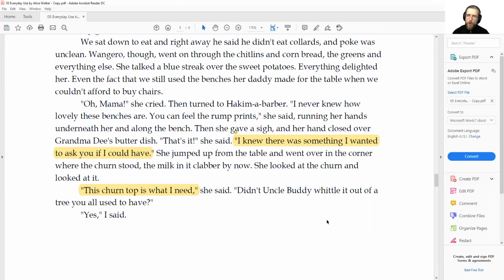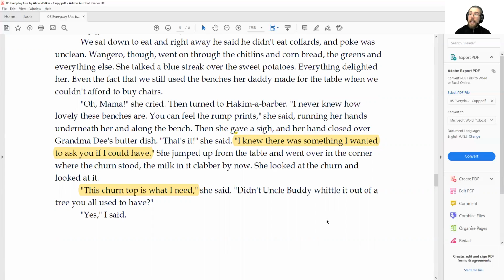As we continue the story, we see that Dee is incredibly entitled. She comes into her mother's home, looks around, and then starts asking for things. Right? She just looks around the house and says, I want the top of that butter churn. Oh, I knew there was something I wanted to ask you about. I want that butter dish. The churn top is what I need. Oh, I want these photographs. And then eventually, oh, I want these quilts. So think about what that tells us about Dee's character.